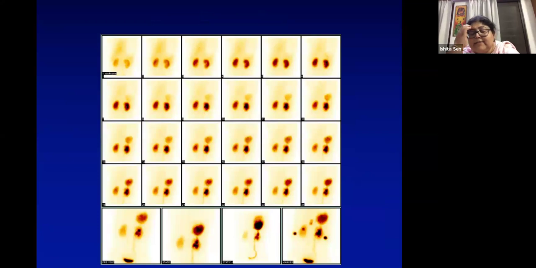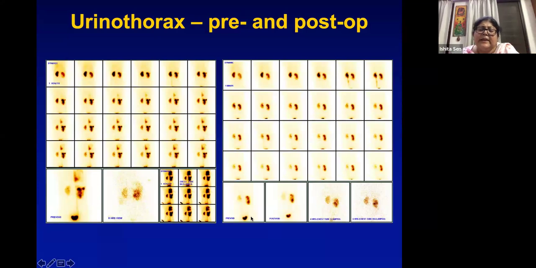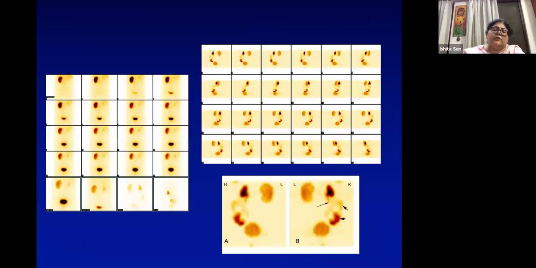This was again a very interesting case where the patient had what is called a post-PCN urinothorax. The patient had a PCN because of a PUJ obstruction, and then post-PCN had a urinoma which went into the thorax. So this is a urinothorax which is post-PCN. You can see that this urinoma which is sitting here is in the thoracic region, and the contralateral left kidney is normal, but the right kidney is showing a urinoma above the kidney. And this was pre and post procedure. In the post-op case, you find the resolution of the urinothorax.